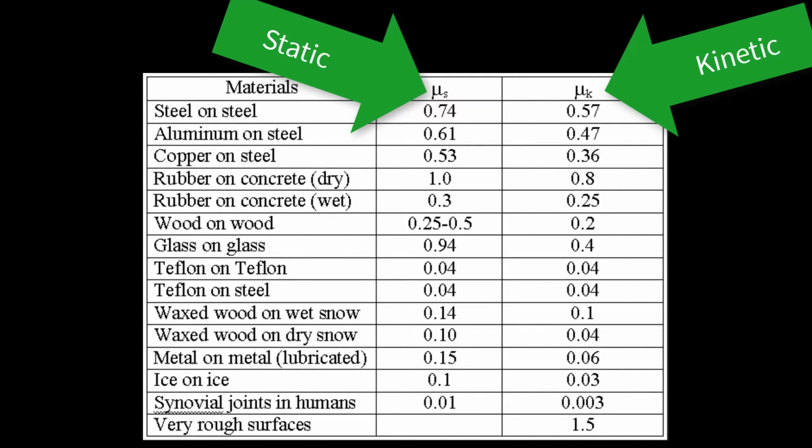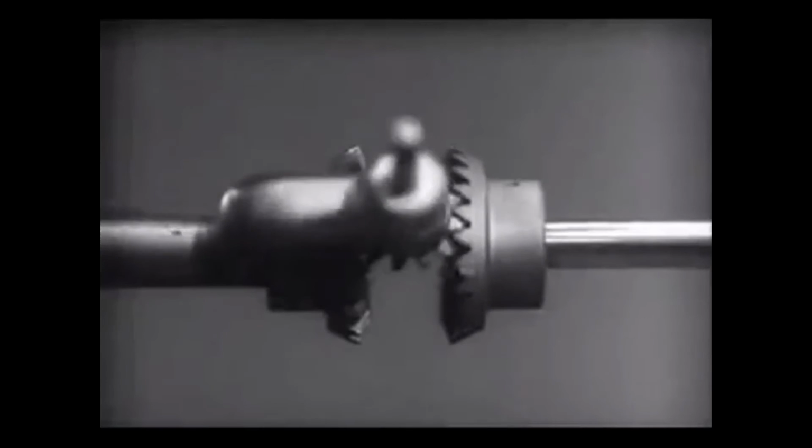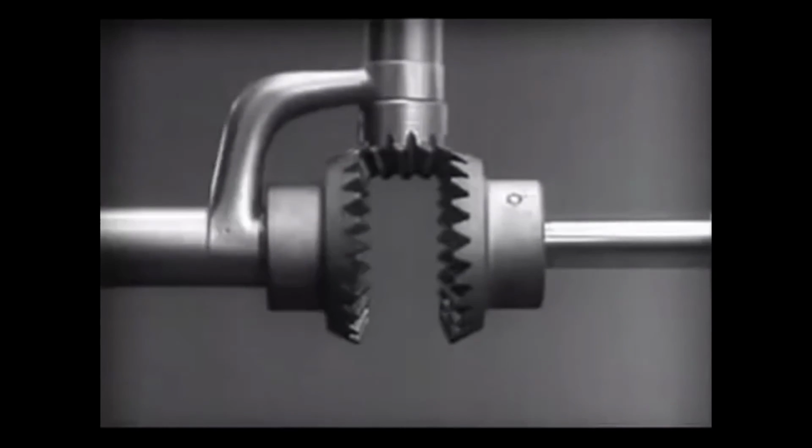In summary, there are two types of friction: kinetic friction and static friction. It is important to reduce friction when dealing with machine parts in order to reduce wear and tear.